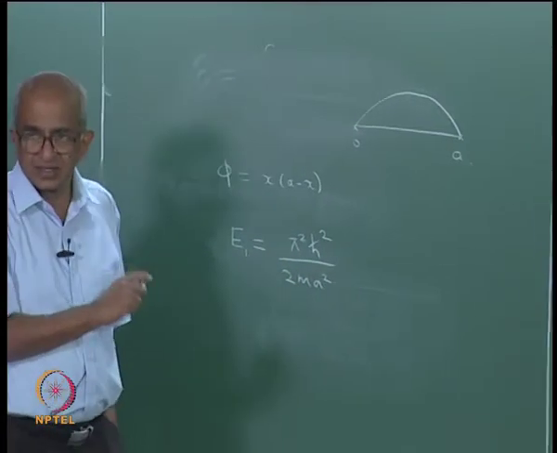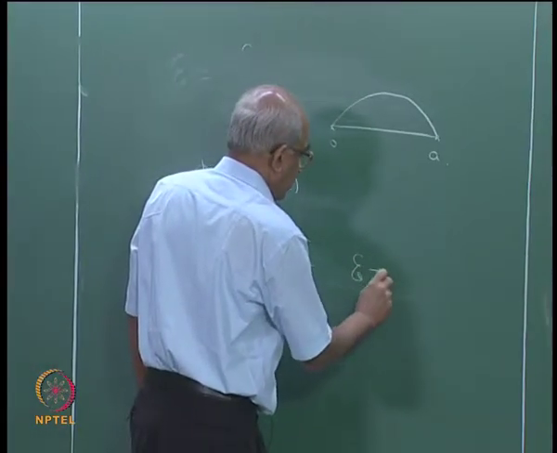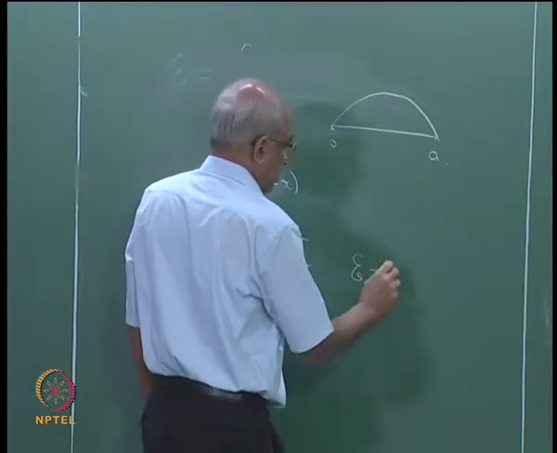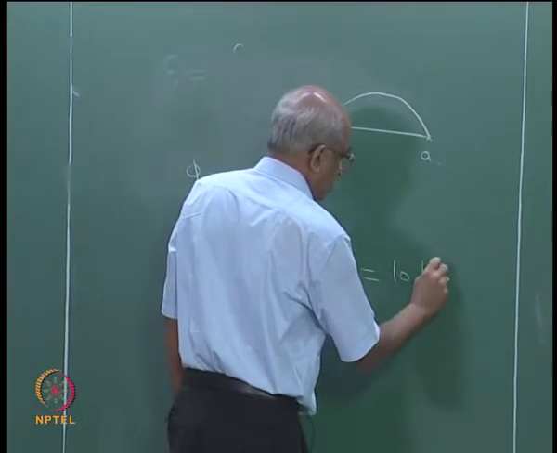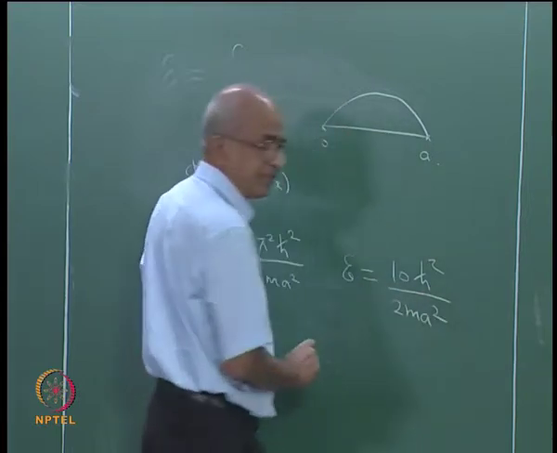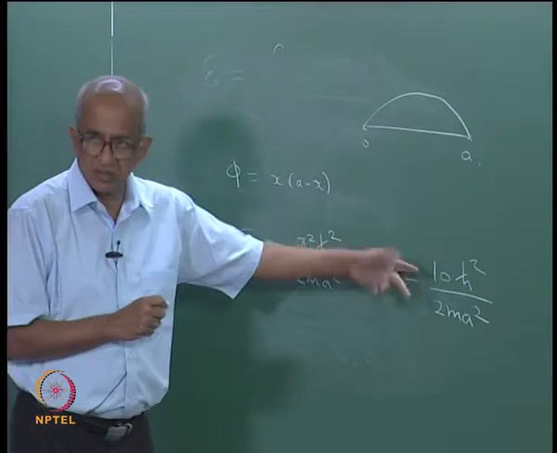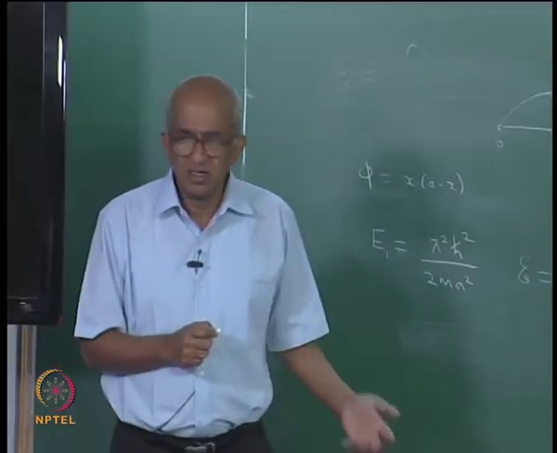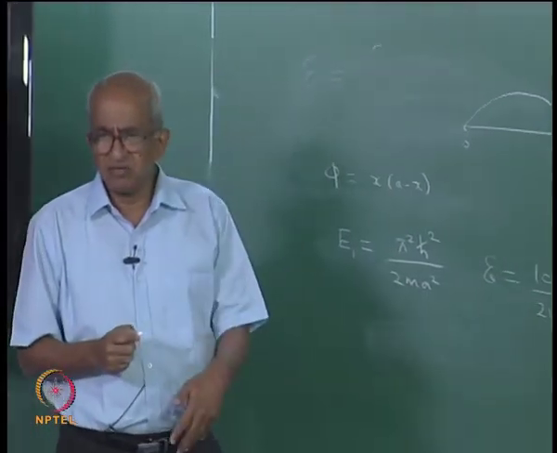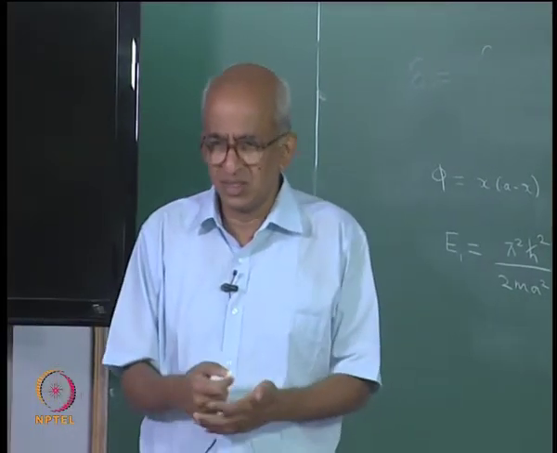This is the correct answer, exact answer, and we evaluated script E, and what happened was actually you got 10 h cross square divided by 2 ma square. This is what you got. So instead of pi square, you had a number 10 sitting there, and pi square is about 9.84. So I said the error is about 1.6%.